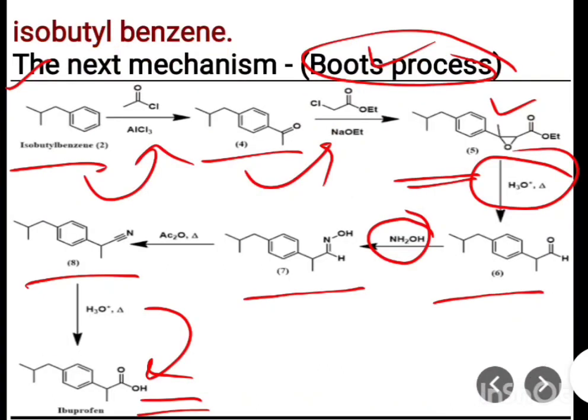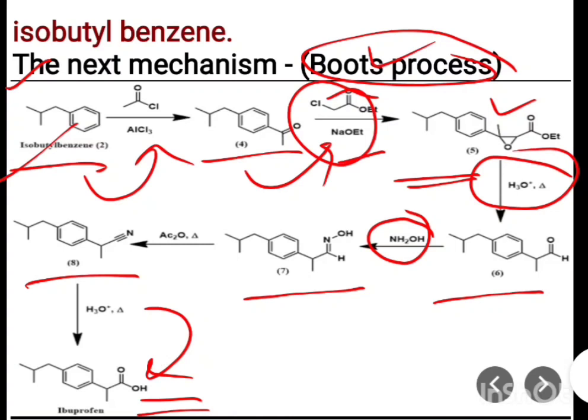Okay, so first, Friedel-Crafts acylation on benzene takes place. Then this C=O group is reduced by Clemmensen reduction. So we ultimately get the first product, isobutylbenzene. Then again Friedel-Crafts acylation takes place. So in the presence of AlCl3 we get the 4th product. Okay, then in the presence of NaOEt, when it reacts with this, we get the 5th product. Okay, next, H3O+ and heat are used, the epoxide gets opened, that is the 6th product.